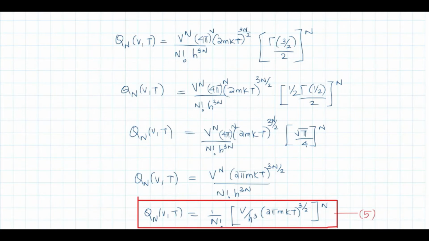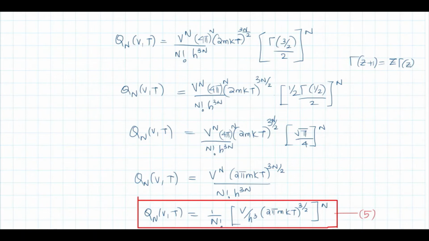What is gamma 3 by 2? It is half gamma half, because we have the identity gamma z plus 1 is z gamma z. So it is half gamma half. Gamma half is root pi. This 1 by 2 raised to n will cancel. There is a 2, this 1 by 2 will make it 4. 4 raised to n will cancel with this 4 raised to n. Gamma half is root pi, so this becomes pi raised to n by 2. Here there is a pi raised to n, so that becomes pi raised to 3n by 2, which we can take into the bracket. So that will be finally V raised to n by n factorial, 2 pi mkT raised to 3n by 2, divided by h raised to 3.